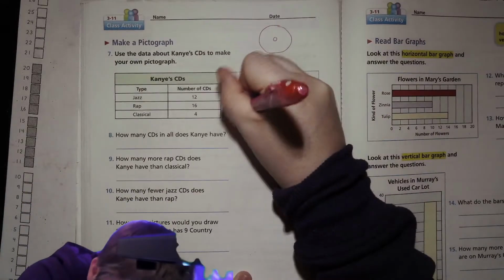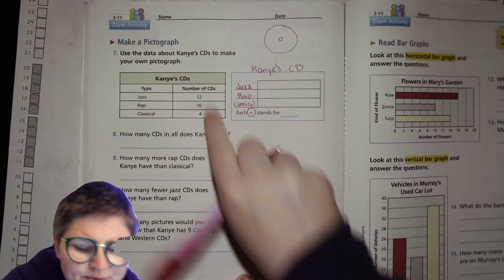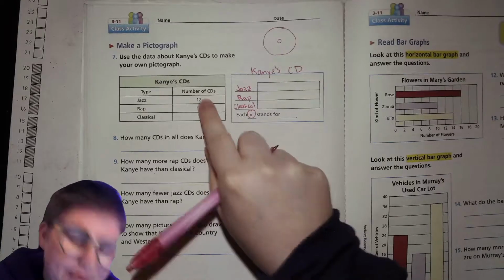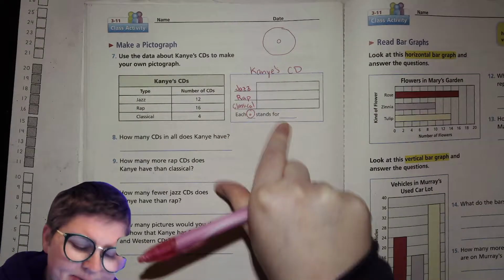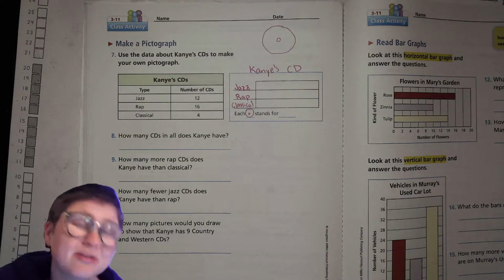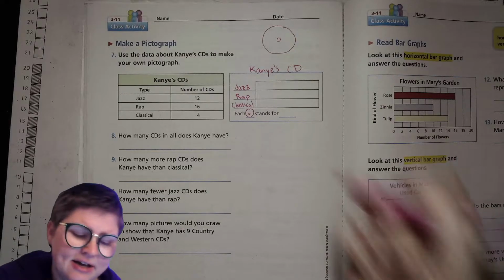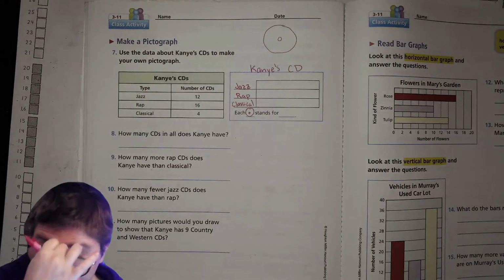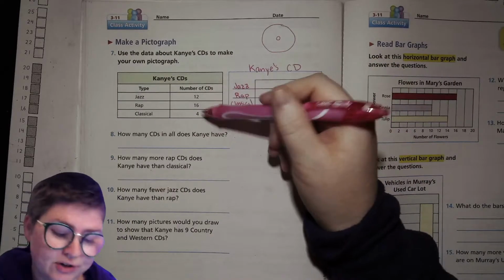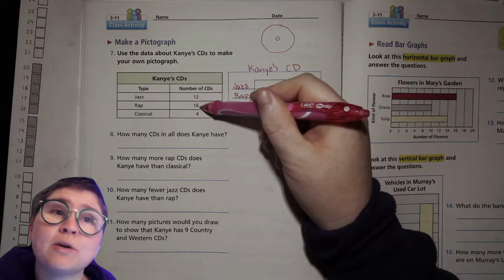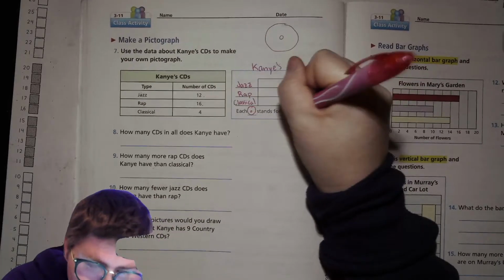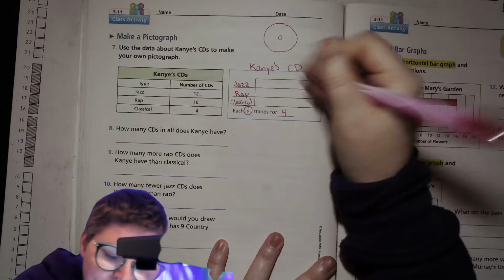So I'm gonna say each circle stands for, and now here we're going to have to think about a number that we can have the CDs represent that will go nicely with all these amounts. You could do 1, but I don't really want to draw 16 CDs. Let's do, oh, you know what? I'm noticing all of these are multiples of 4. 4 is a factor for all of these. So this would be 4 times 1, 4 times 4, and 4 times 3. Let's do that. So each CD stands for 4 CDs.